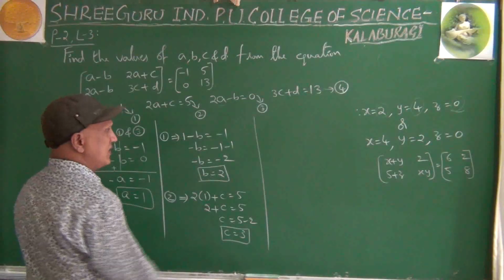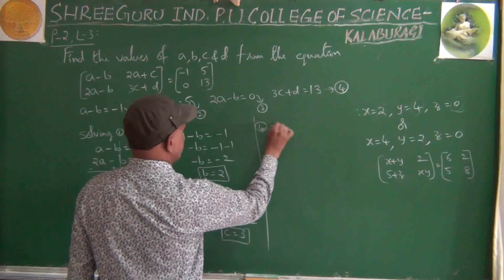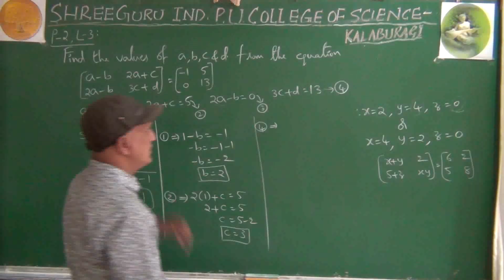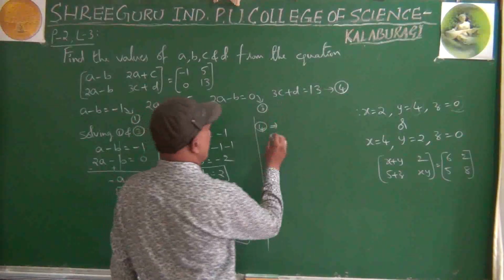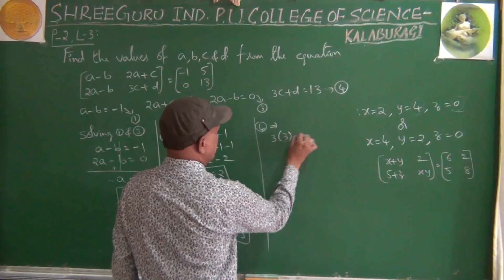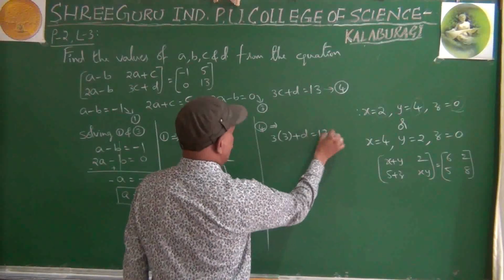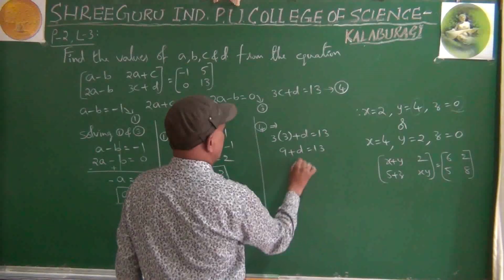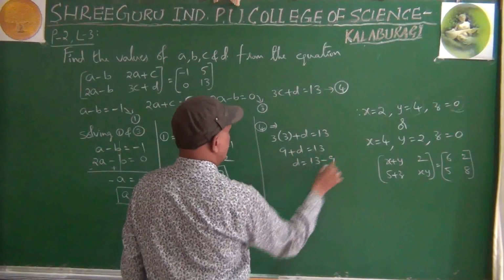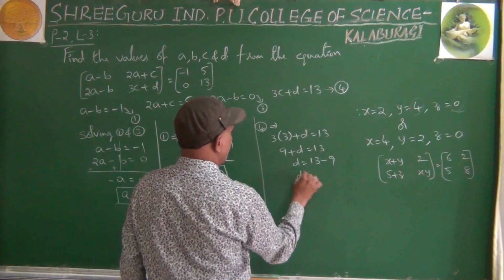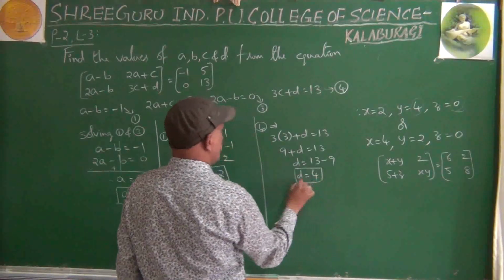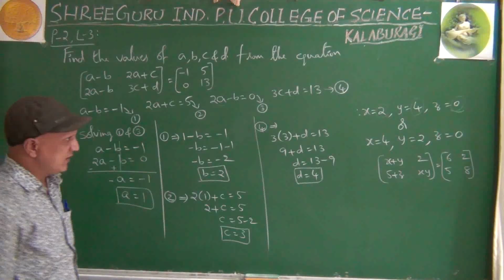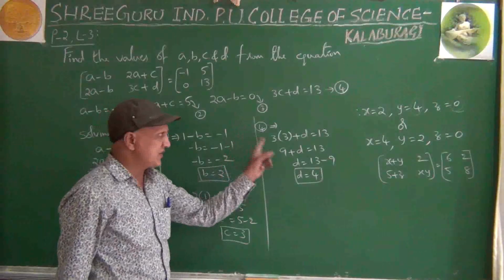Right? Equation 4 implies, C value is there. D value we don't know. Substitute C value, 3 into 3. D value we are finding. 3 3s are 9 plus D equal to 13. D equals 13 minus 9. D equals 4. Sir, you have substituted in equation 1, equation 2, equation 4.